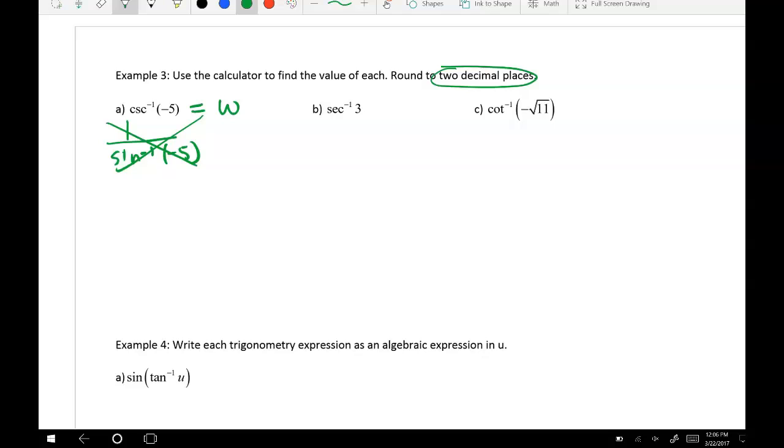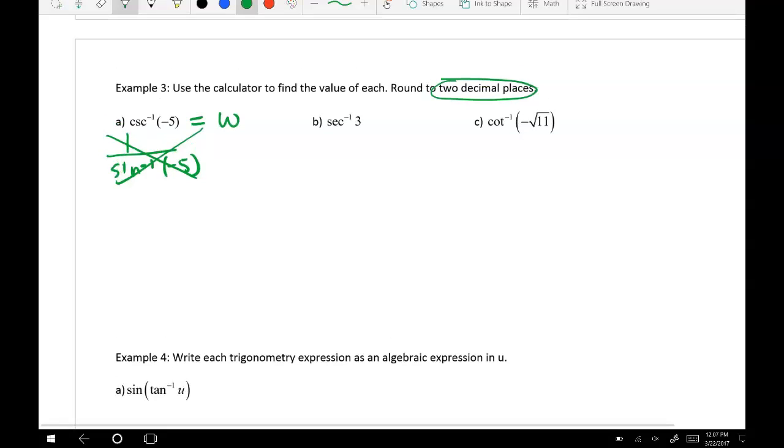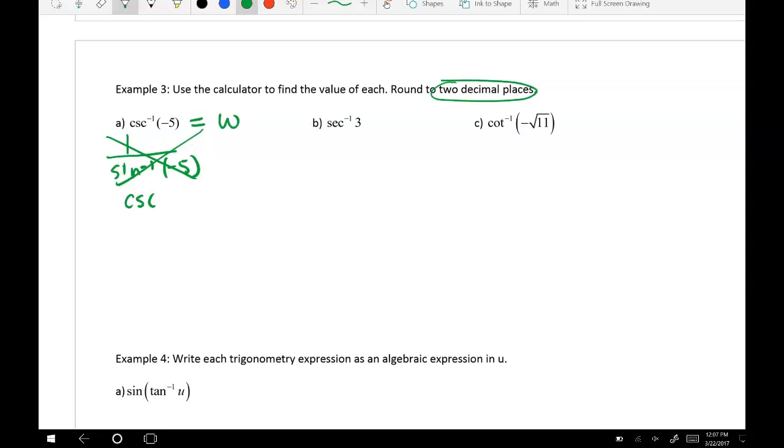To get an understanding of why we press what we press, I'm going to explain to you here. So what I'm going to do is write it in a normal sense, a regular function, which is cosecant of W equals -5.